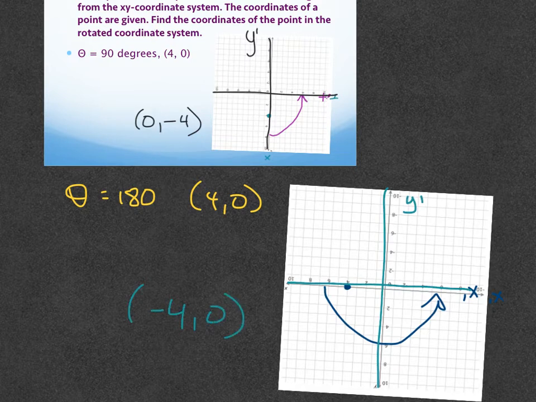Is the answer always just going to be opposite? No, because it depends on what the angle is. Yep. I was going to say, couldn't we just write the opposite of it?